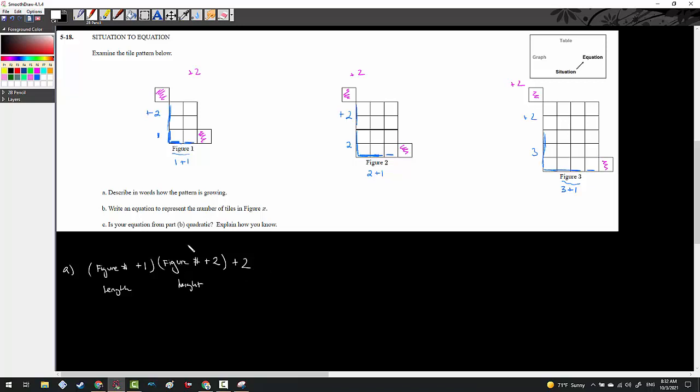So if I had to figure out the area of this, I'm going to write an equation to represent figure x. So instead of 1 plus 1, 2 plus 1, 3 plus 1, it would be x plus 1 for the length. And then instead of 1 plus 2, 2 plus 2, 3 plus 2, it would be x plus 2 for the height. And then this plus 2 would hang out on the outside. So that would be an equation that I would have to represent the number of tiles. And then, is the equation from part B quadratic? I'm pretty sure it is.